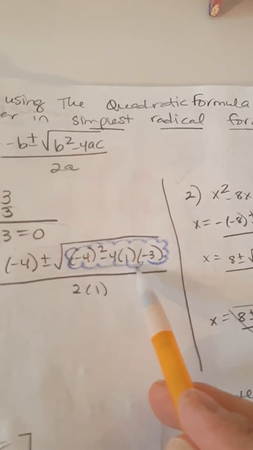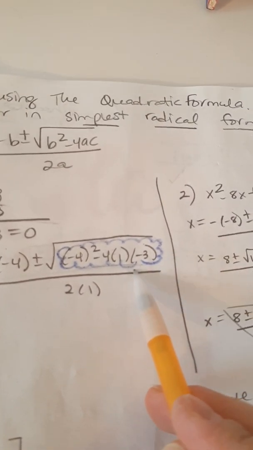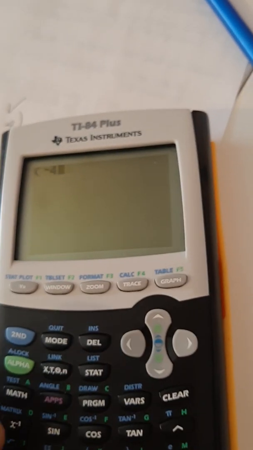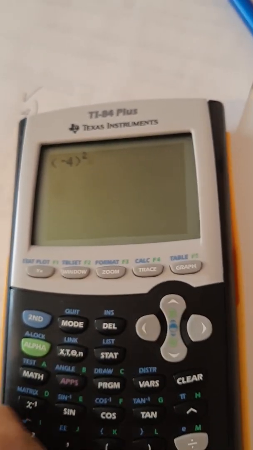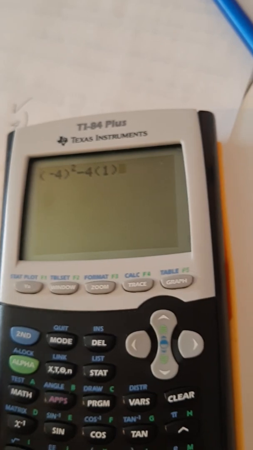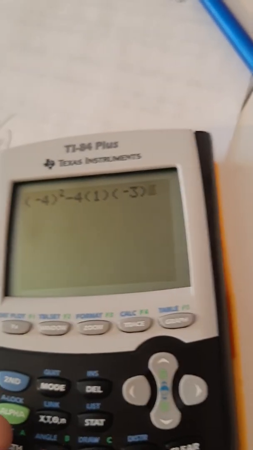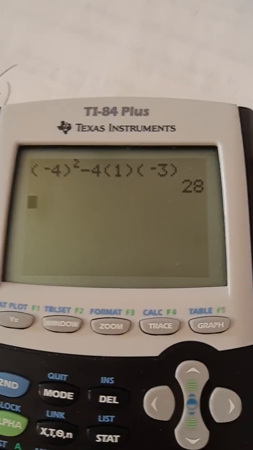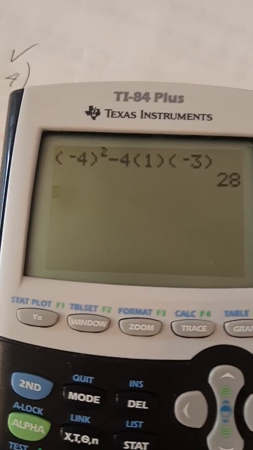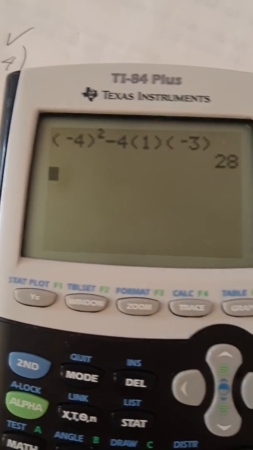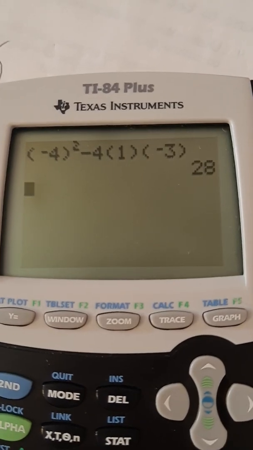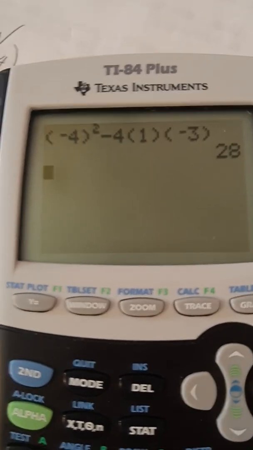So like I was saying, this guy under the radical is the only thing that you put in the calculator, parentheses and all. So you having flashbacks? It's going to be parentheses -4 squared minus 4 parentheses 1 parentheses -3. I know a lot of you do this mentally. Just throw it in the calculator. Let the calculator do the work for you. So all of that stuff is just going to be the square root of 28. Do not type in the square root. I know there's a few of you who did that because it's so tempting to, but don't do it.